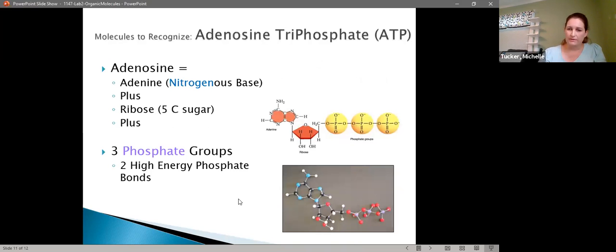The last one for this slideshow, and then we'll do a quick review, is ATP. ATP is an energy storing molecule. You'll learn a lot about it in lecture. I'm not going to go into its purpose in lab.